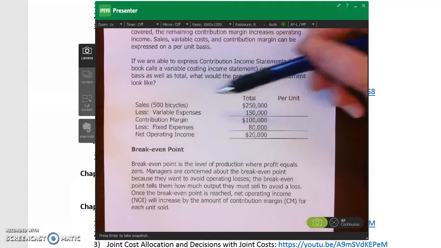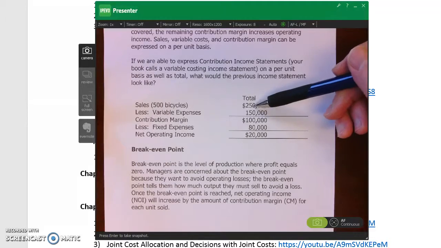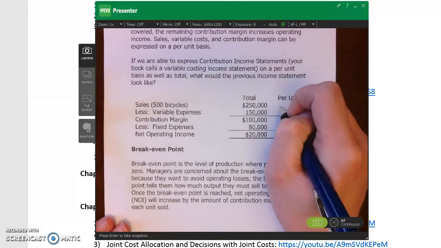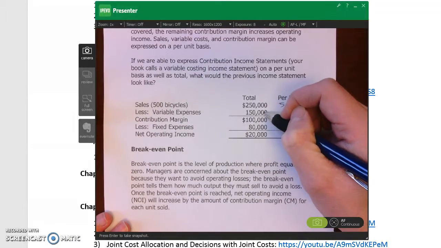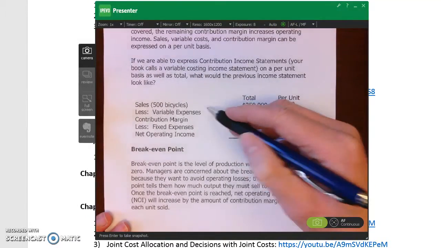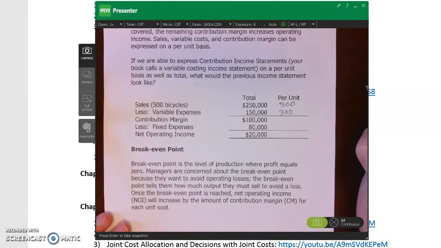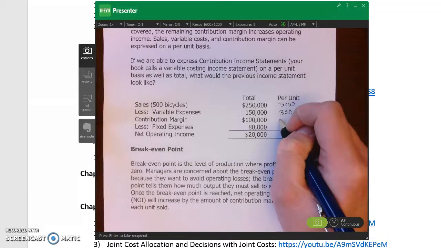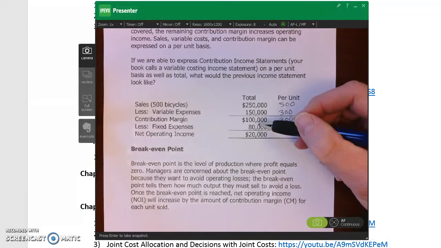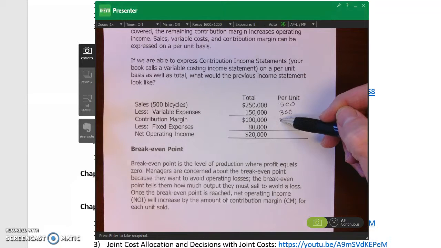I sold 500 bikes for a total of $250,000. How much did I sell each bike for? Take my $250,000 divided by my 500 bikes, $500 per bike. Our variable expenses are $150,000, and that's for 500 bikes, which means our variable expenses per bike are $300. Then I can go through and calculate out my contribution margin. And again, I could just take 500 minus 300 to give me the 200, or I could take my 100,000 divided by my 500 bikes to also give me $200 per bike.